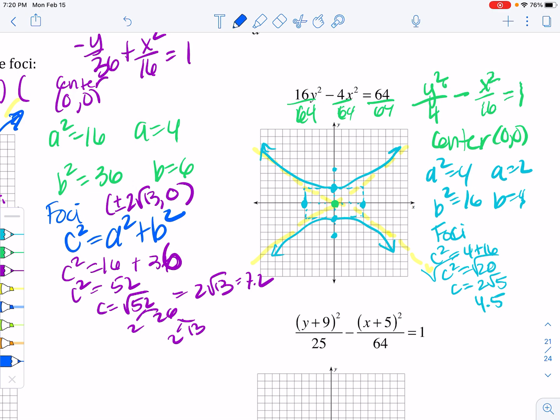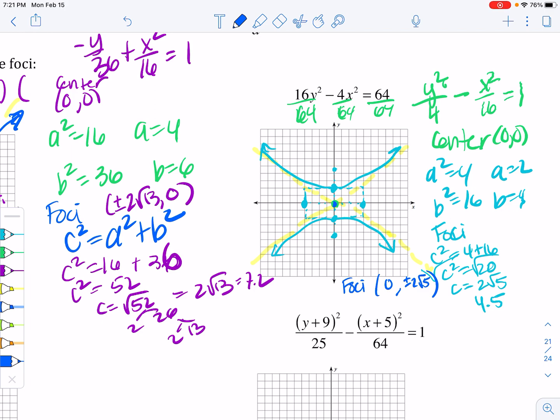So here our center is still at 0, 0. So we're going to go left and right by nothing. Our foci are located at 0, and then we're going up and down by our c value, which is 2 root 5. So plus or minus 2 root 5.